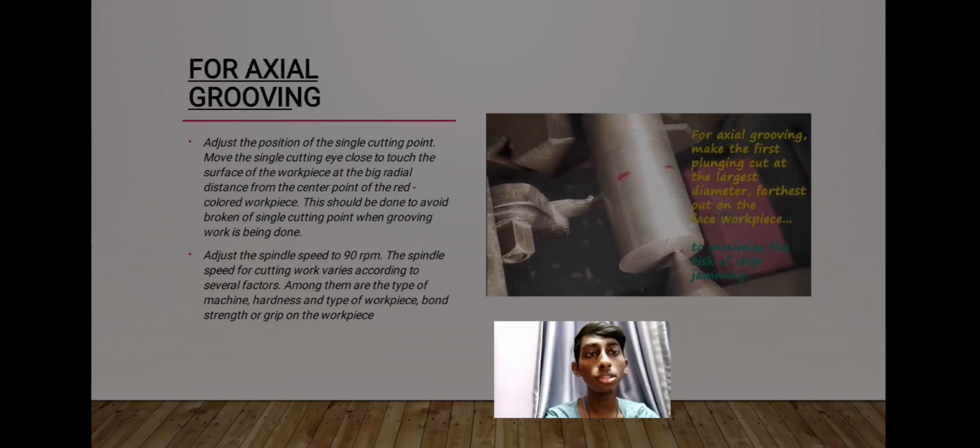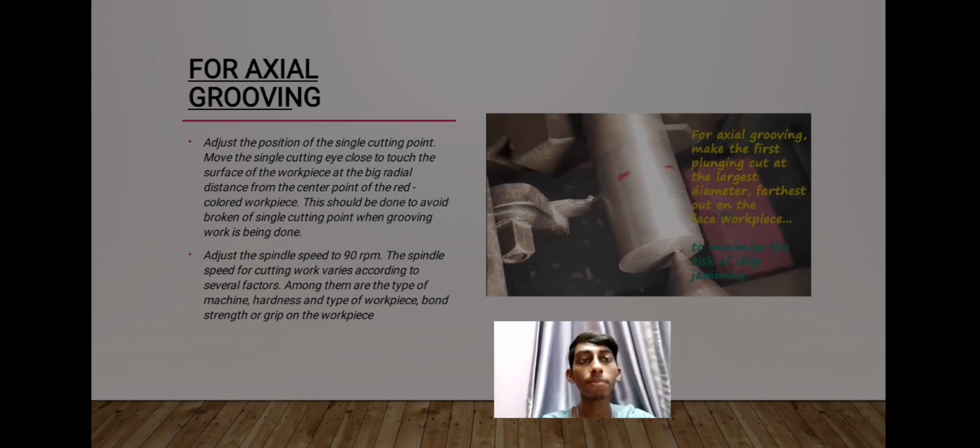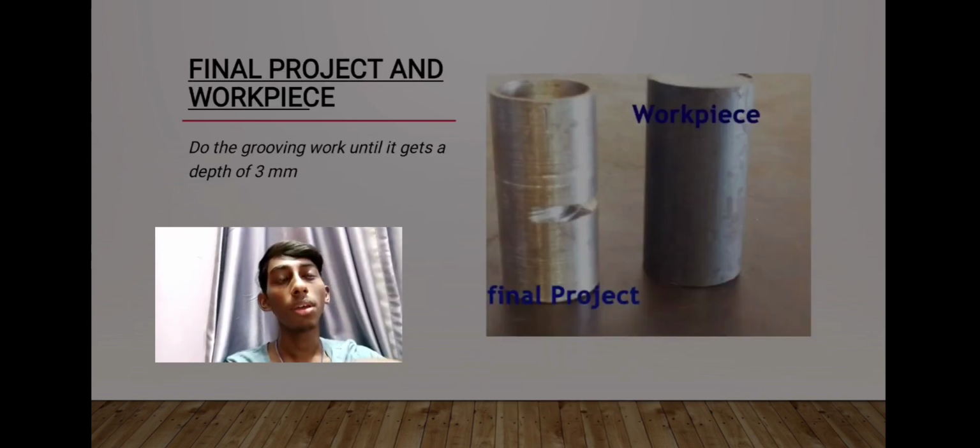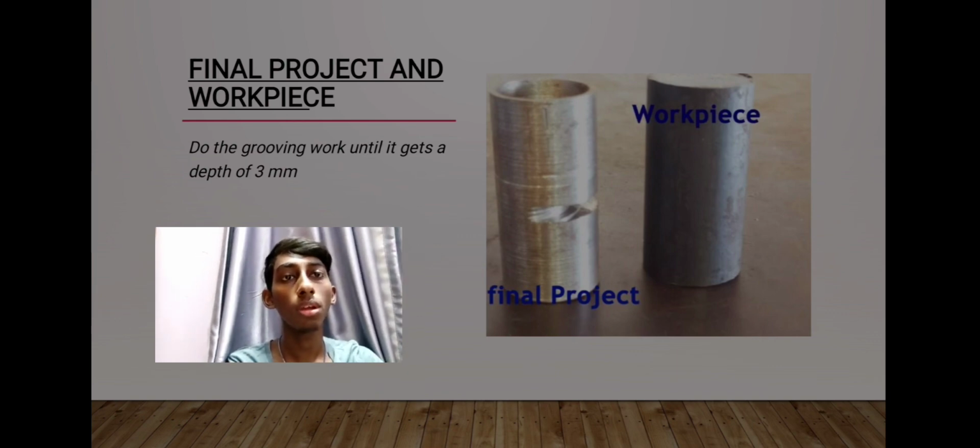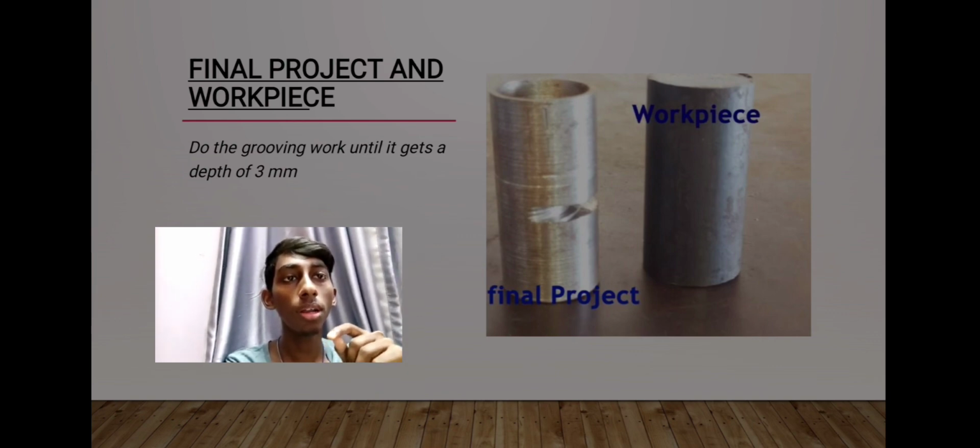Adjust the spindle speed to 90 rpm. The spindle speed in cutting work varies according to several factors. Among them are the types of machine, hardness and type of workpiece, bond strength or grip on the workpiece. Okay, final project and workpiece. Okay, do the grooving work until it gets a depth of 3 mm.